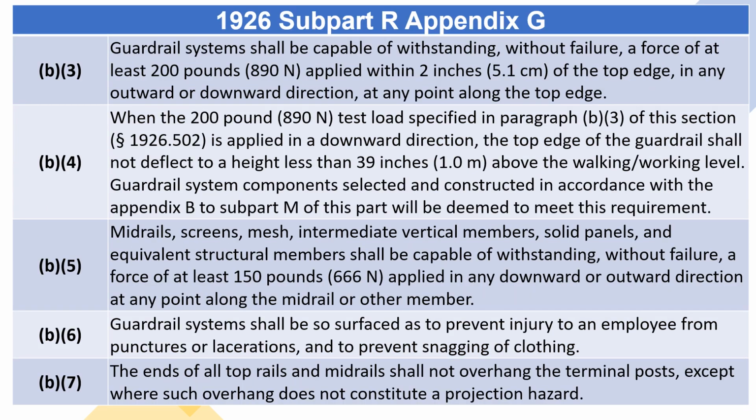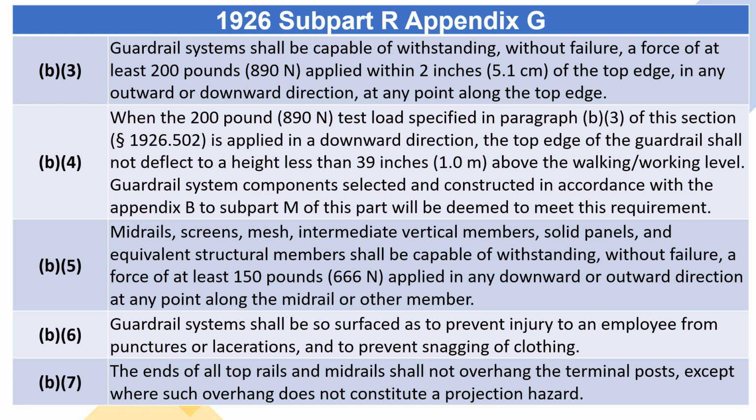B.3. Guardrail systems shall be capable of withstanding, without failure, a force of at least 200 pounds, 890 N, applied within 2 inches, 5.1 centimeters of the top edge, in any outward or downward direction, at any point along the top edge.